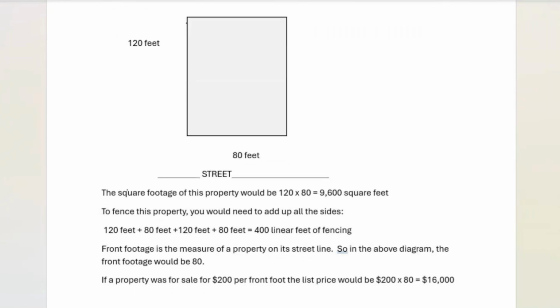Front footage is defined as the measure of a property on its street line. So in this diagram, the front footage would be 80 feet. So if the property was for sale at $200 a front foot, you would multiply the $200 times the 80 front feet to give you $16,000. In that scenario, the 120 feet would not be important.